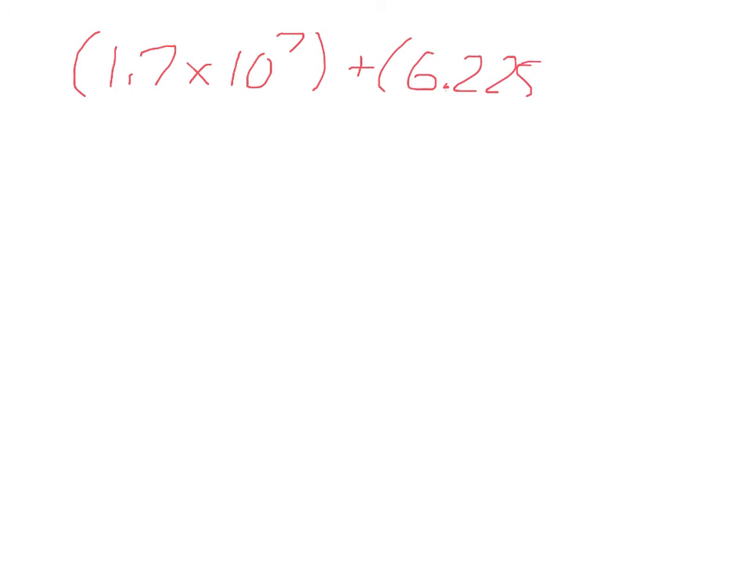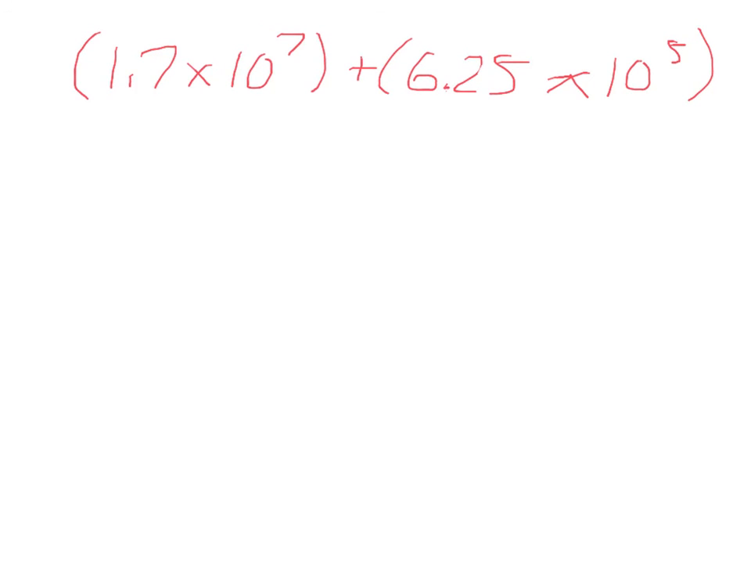Okay, let me have you try this problem. 1.7 times 10 to the 7th plus 6.25, let's rewrite that to be correct, 6.25 times 10 to the 5th. Okay, so pause the recording and see what you get.